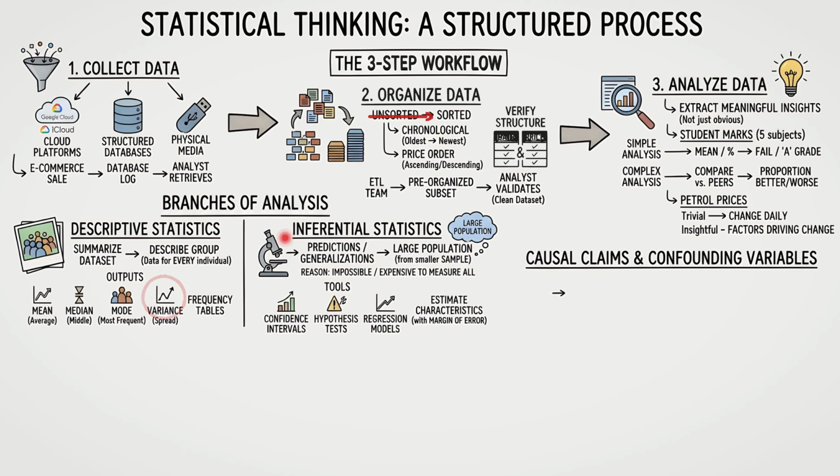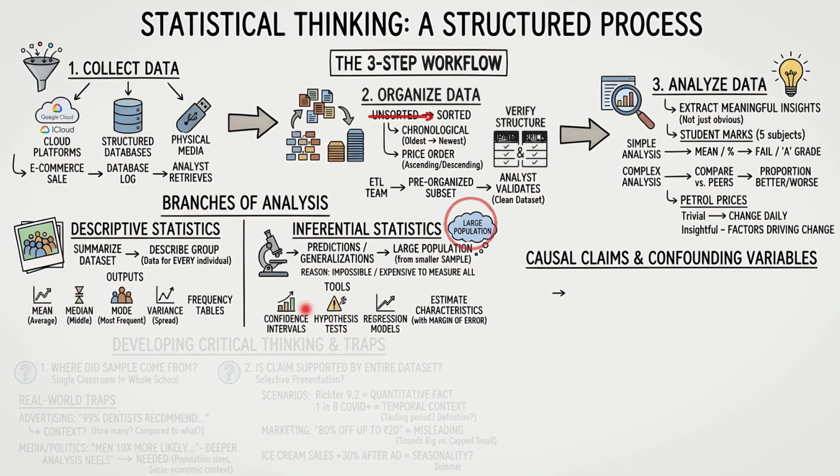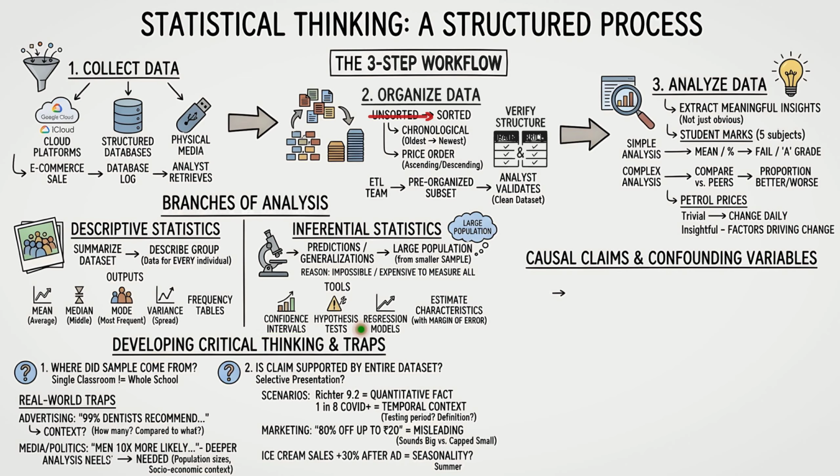On the other hand, we have inferential statistics. We use this to make predictions about a large population based on a smaller sample. Because measuring everyone is impossible or too expensive, we use tools like confidence intervals and regression models to estimate characteristics with a margin of error.